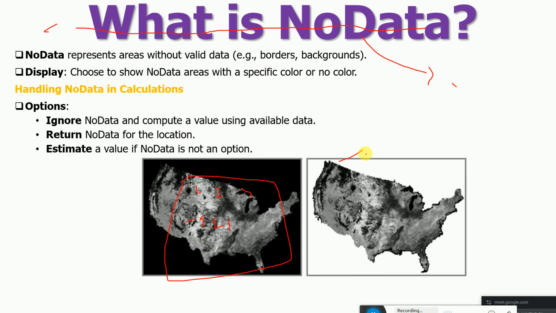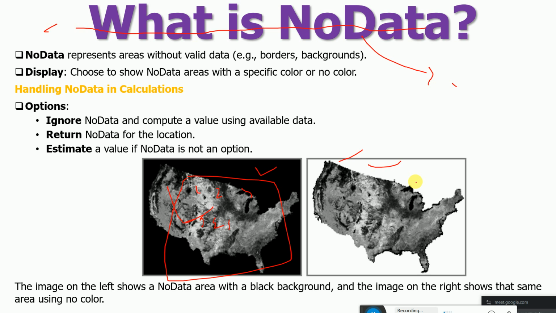See, this is your data, 1 2 3 4. This is your data and this is your no value. This is no data, so ignore it. Then the background looks white. The image on the left shows the no data areas with a black background, and the image on the right shows the same area using no color.